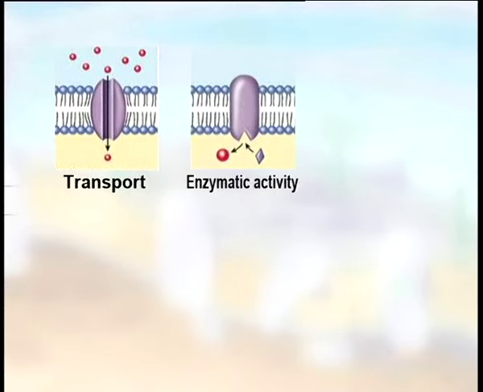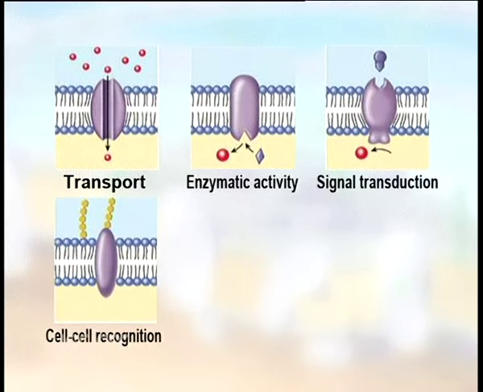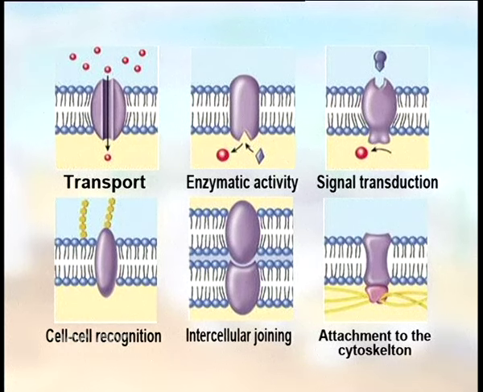There are 6 major functions of membrane proteins: transport, enzymatic activity, signal transduction, cell-to-cell recognition, intracellular joining, and attachment to the cytoskeleton and extracellular matrix.